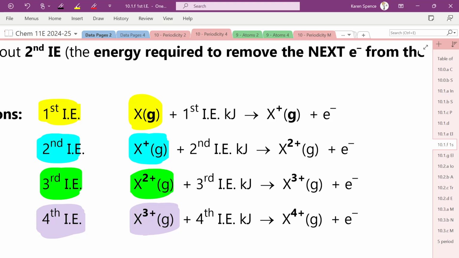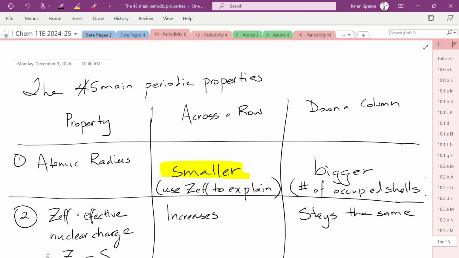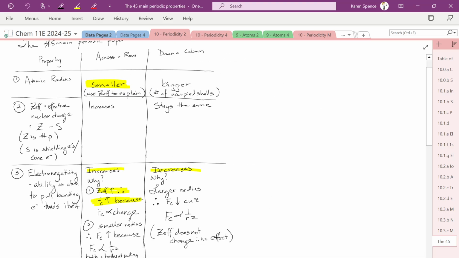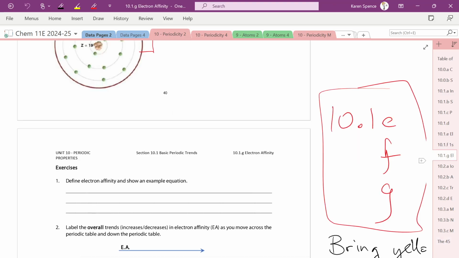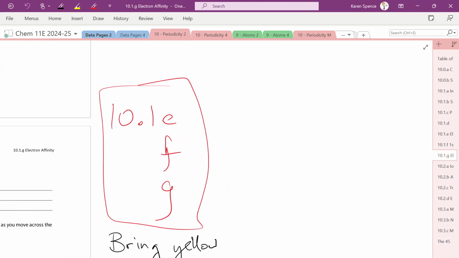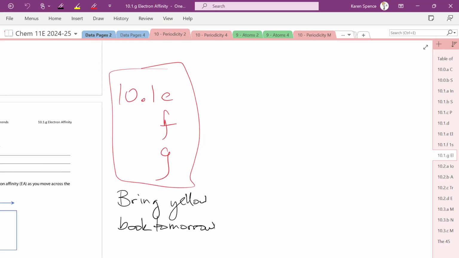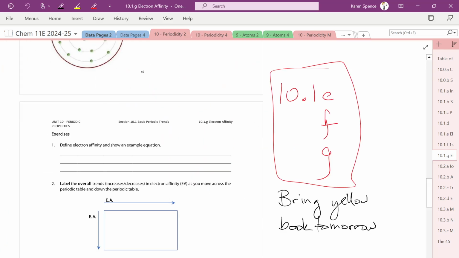And your homework is, let's see. Where did I put it? 10.1, E, F, and G, and bring your yellow book tomorrow. Yes. In fact, I will throw it up there right now.